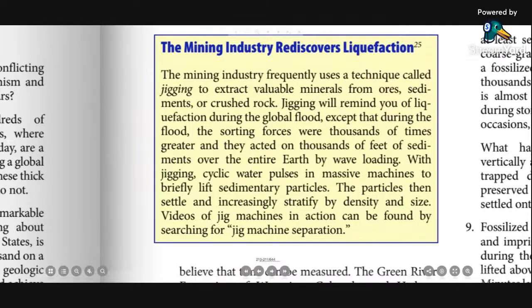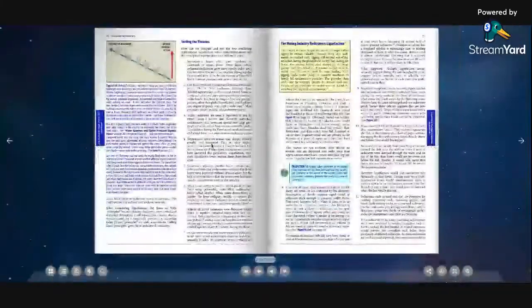With jigging, cyclic water pulses in massive machines briefly lift sedimentary particles. The particles then settle and are increasingly stratified by density and size. Videos of jig machines in action can be found by searching jig machine separation.